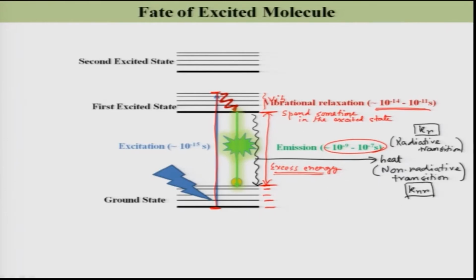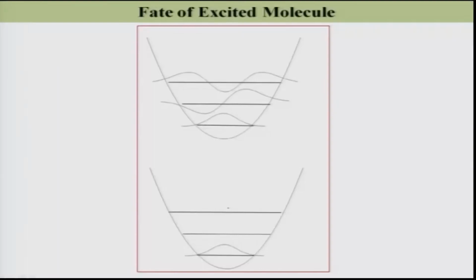Let me show you, after it comes back to a vibrational level of the ground state, it will eventually come back to the lowest vibrational level of the ground state, because that is the Boltzmann allowed level, because the energy difference between the two vibrational levels is much higher compared to the energy available at room temperature. Now, what I wanted to show here is whether the Franck-Condon principle is also applicable in the case of deactivation of the excited state molecule.